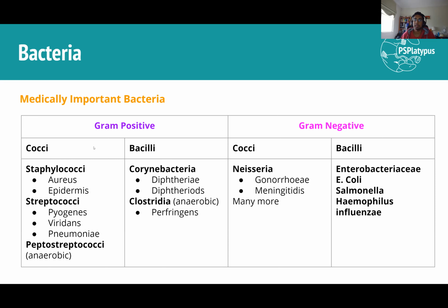Then we've got these shapes. So here we're only looking at cocci and bacilli. We're not looking at any spiral ones, but they certainly do exist. And then we also have anaerobic versus aerobic bacteria. So those are all important distinctions which have implications for how we treat them and also how we classify them in the first place.